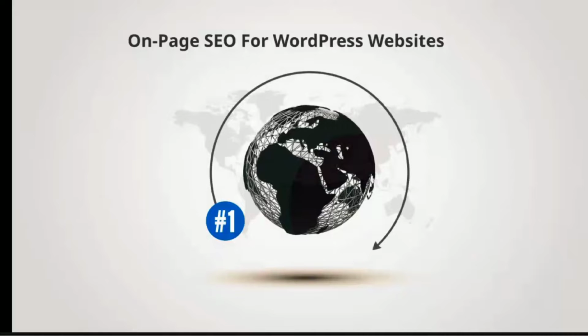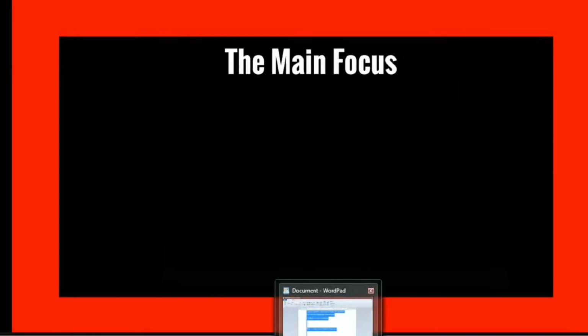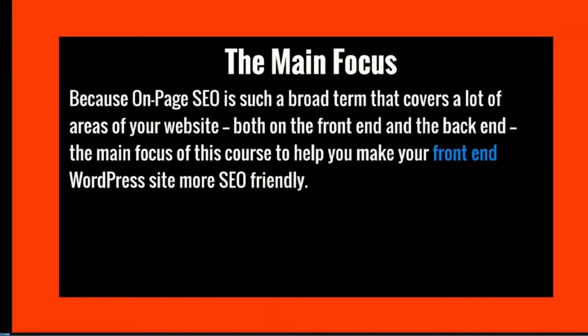Hello and welcome back. This is video number 2, and in this video we're going to talk about the main focus so that you have a better, clear view of what we're going to talk about in this video course. You see, because on-page SEO is such a broad term that literally covers a lot of areas of your website, both the front end, such as the text. Okay, so I'm going to pause the video and tell you that the main focus video is just trying to get people on the same page. So if we move on to the next video here.